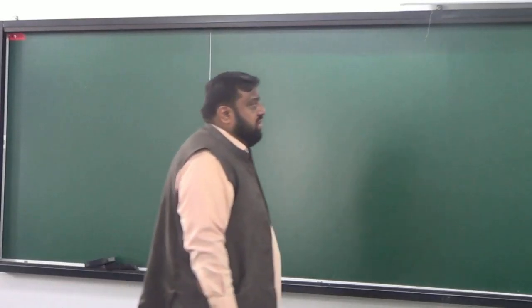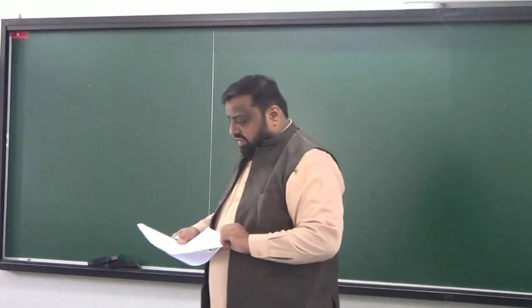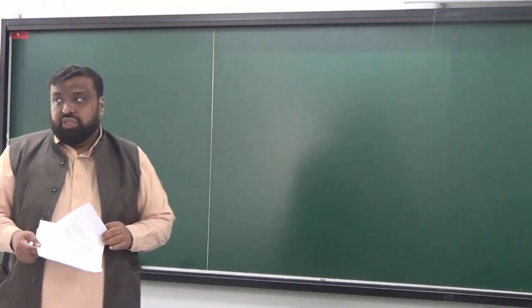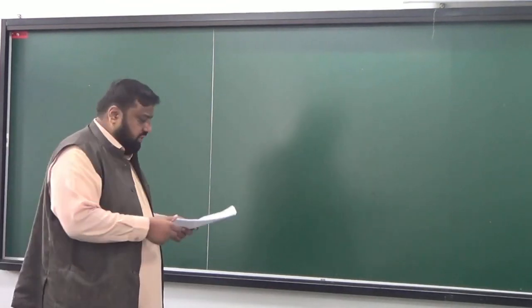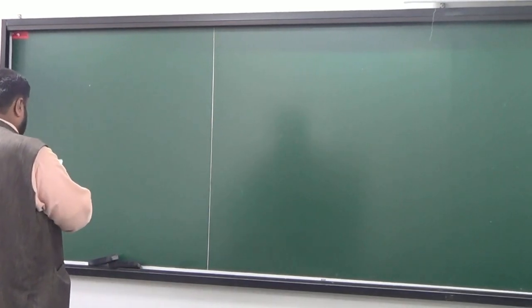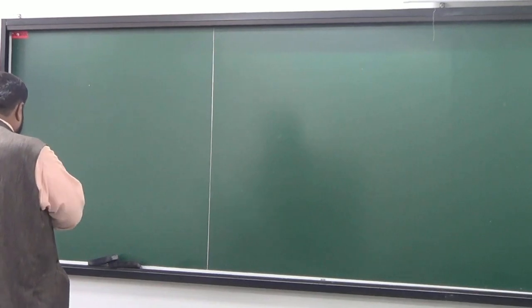Let's talk about one last property of Brownian motion. One last property: Brownian motion is a Markov process. It's a Markov process. So, the definition of a Markov process.